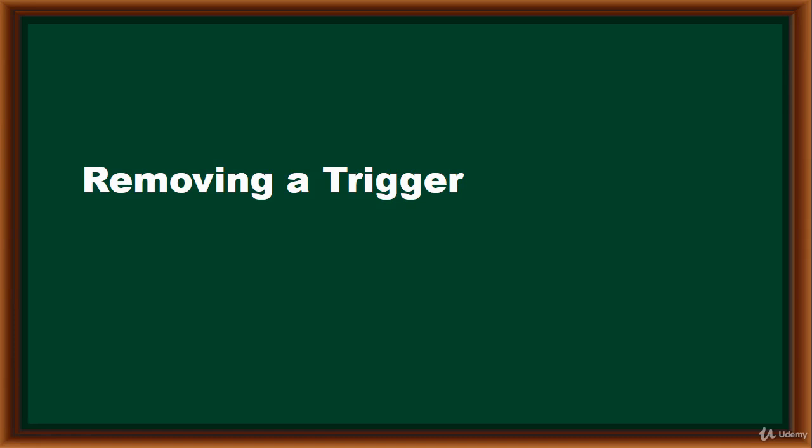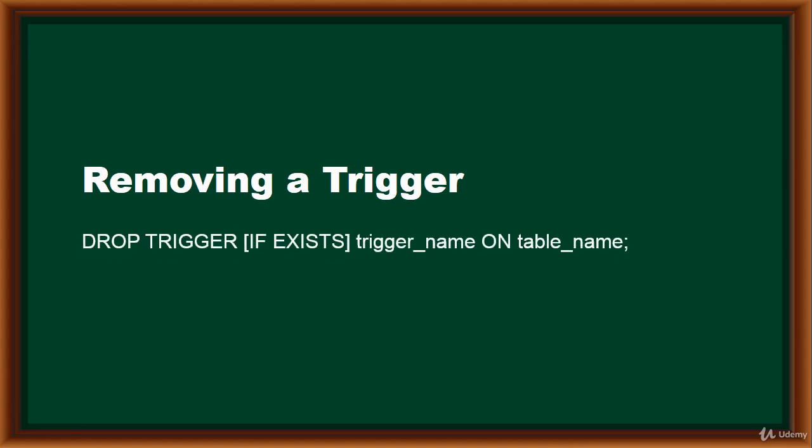To remove an existing trigger definition, you have to use the drop trigger statement. So let's take a look at the statement. So this is a typical statement you would use to drop an existing trigger. So you specify the name of the trigger that you want to remove after the drop trigger clause, and then the table that the trigger is associated with.